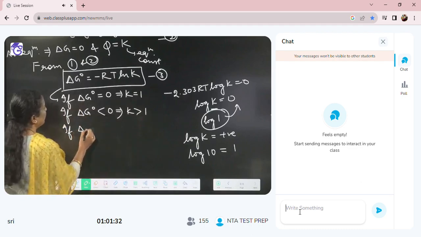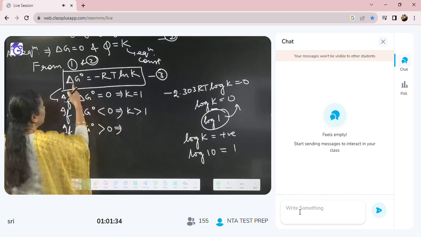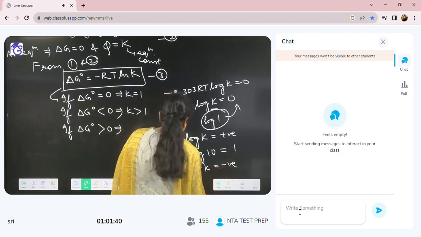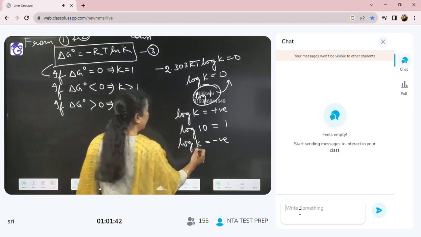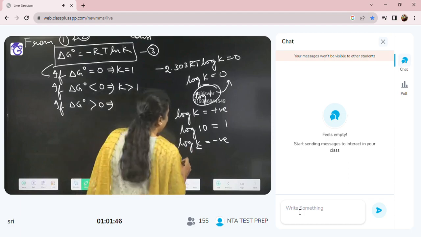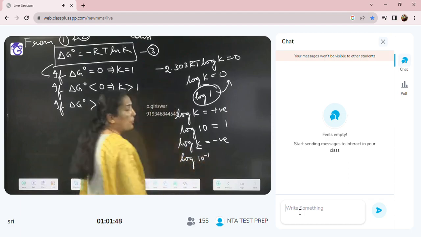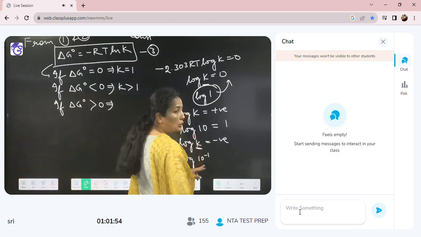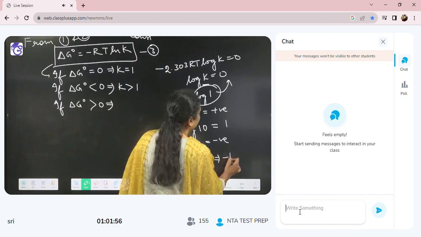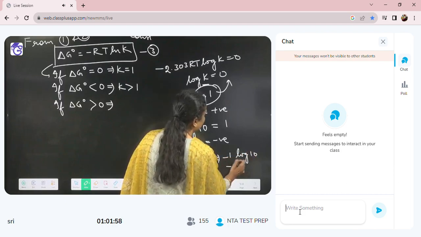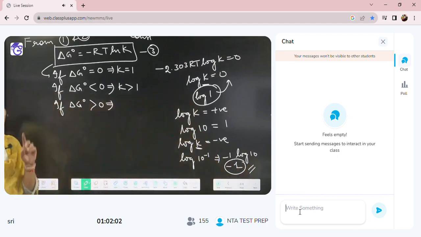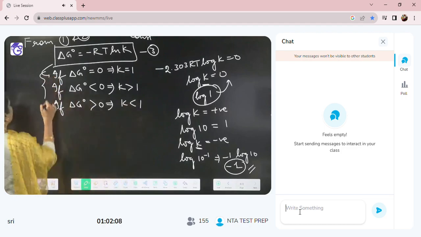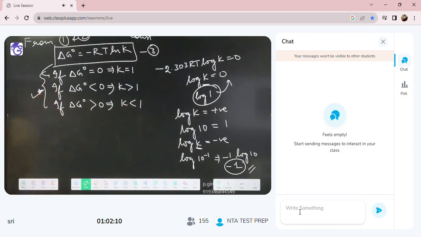Now if I place delta G naught greater than 0, if this is positive, log K has to be some negative value, and log K will be negative only if I take a K value lesser than 1, right? Because if I take the simplest example, 10 to the power of minus 1, which is 0.1, it is lesser than 1. So when I place a K value lesser than 1, only then am I getting minus 1 times log 10, which is actually minus 1, right? So then only the log K value is coming out negative. So hopefully everybody has understood this part, whatever I have written here. Got it?